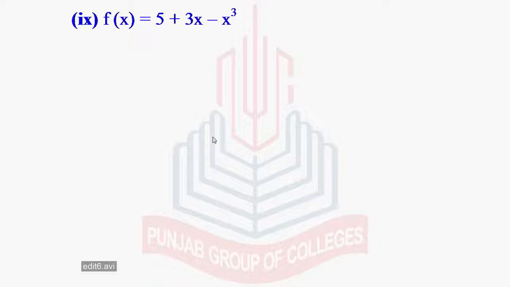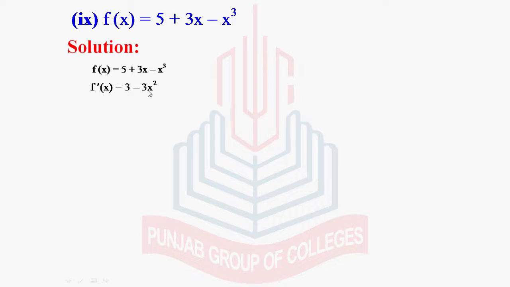The ninth part is f of x is equal to 5 plus 3x minus x cube. Solution: we have the function 5 plus 3x minus x cube, and the first derivative is 3 minus 3x square. Now the second derivative is minus 6x.